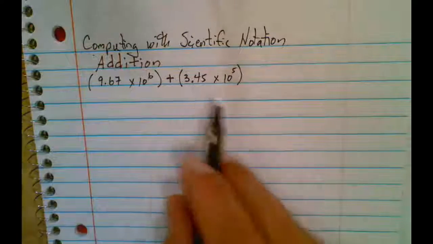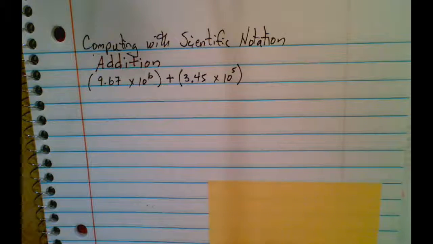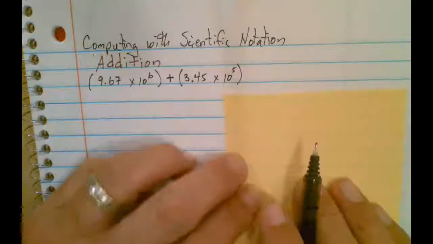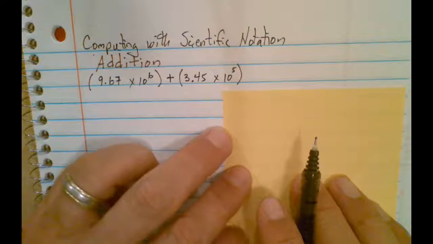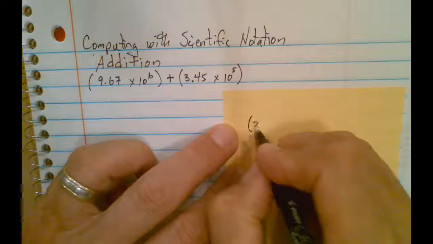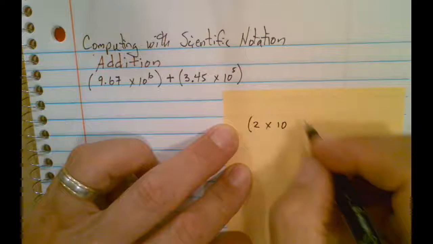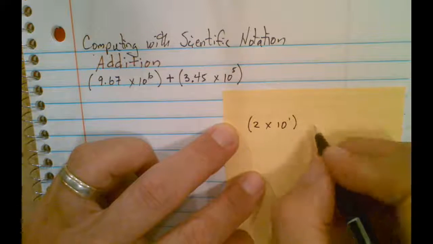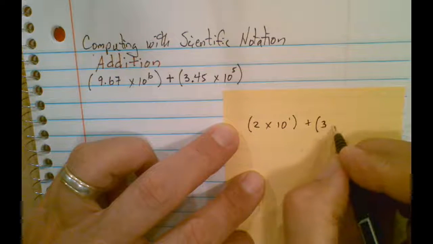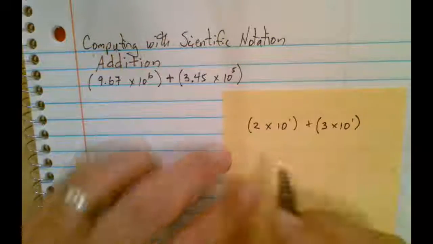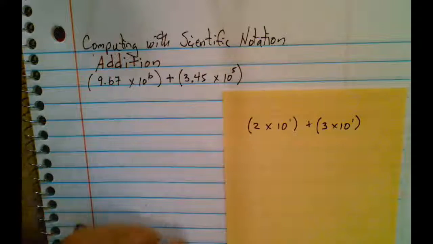Before I jump into this though, I want to point out something we're going to use as part of completing this, but I wanted to do it with much more straightforward numbers. I'm going to make a simpler version of the same kind of problem. So what if we had 2 times 10 to the first plus 3 times 10 to the first? Smaller numbers, not as much going on here.